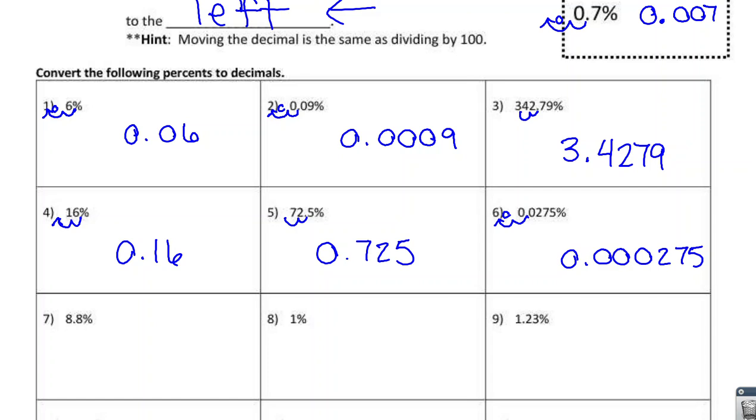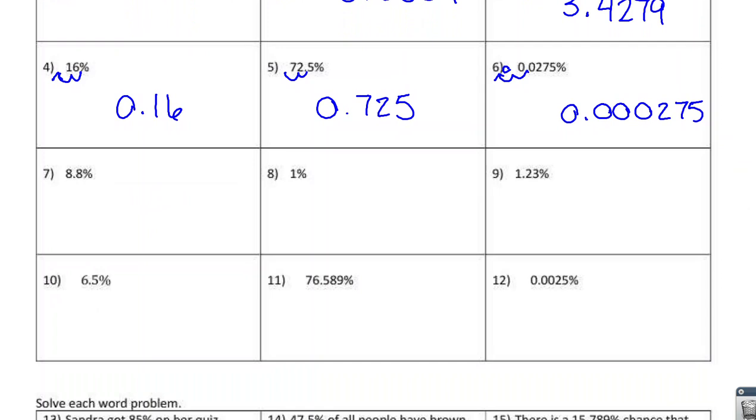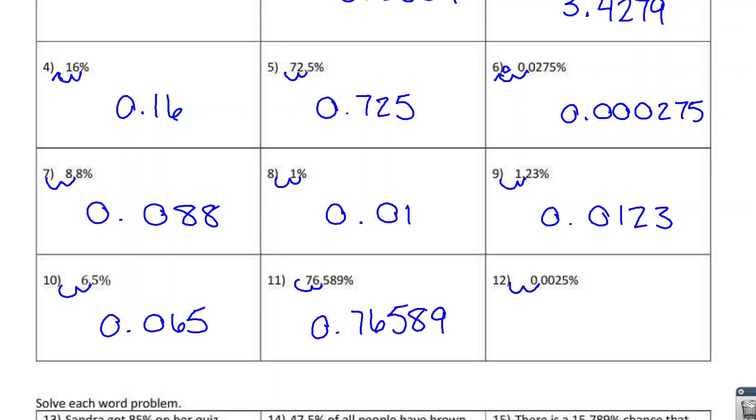If not, you can keep going on, do numbers 7 through 12. Move it to 0.088. Move it to 0.01. Move it to 0.0123. Move it to 0.065. Move it to 0.76589. And then move it to 0.000025.